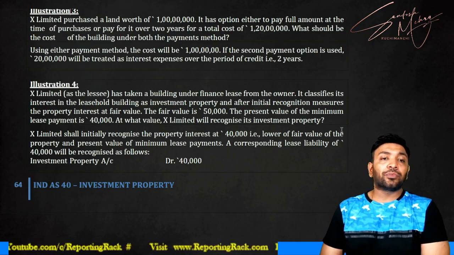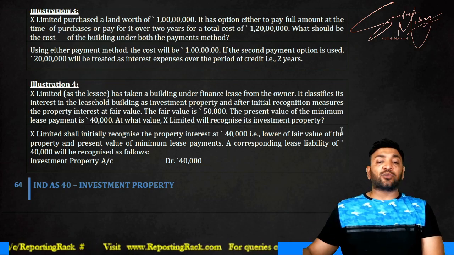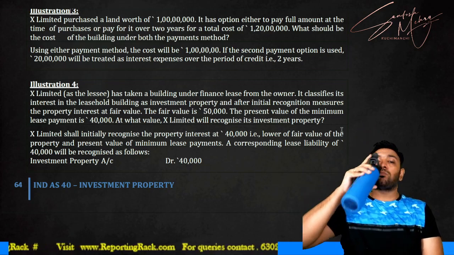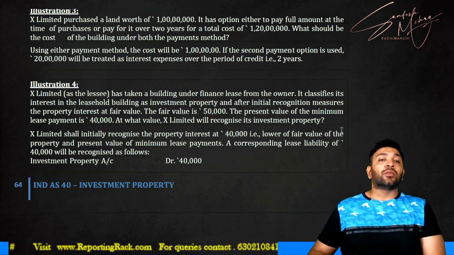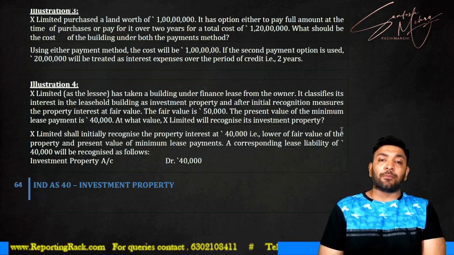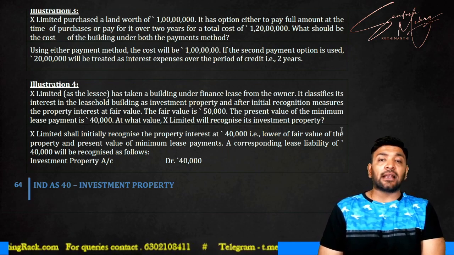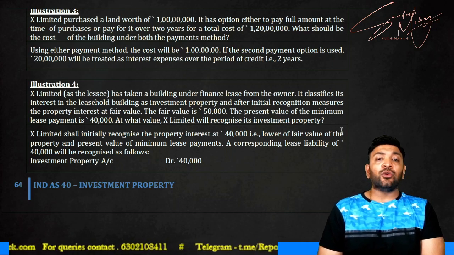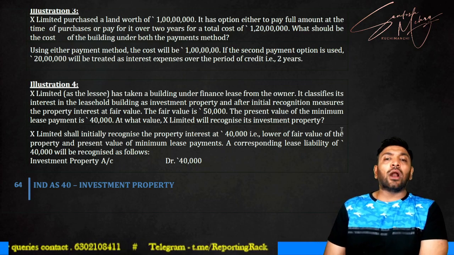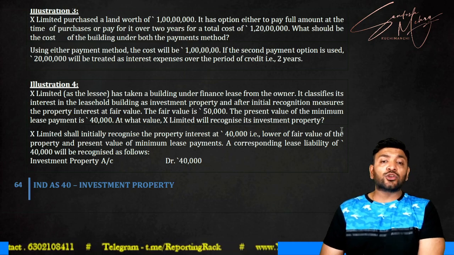Illustration number 4. X Limited, a lessee, has taken a building under finance lease from the owner. It classifies its interest in the leasehold building as investment property, and after initial recognition measures the property interest at fair value. The fair value is 50,000. The present value of minimum lease payments is 40,000. What will X Limited recognize its investment property at? At what value should I recognize?